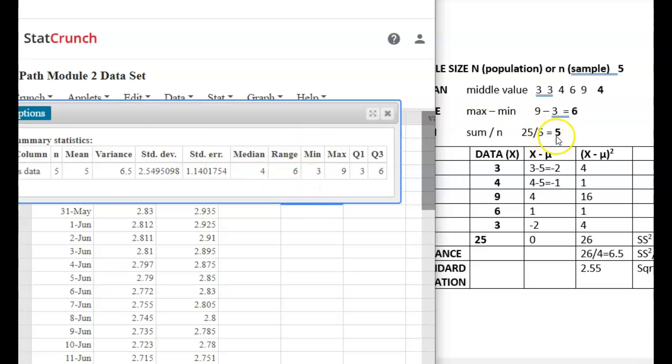And as you can see, we came up with a mean of 5. Variance is 6.5. Standard deviation 2.549, which is the same thing as 2.55. We have a range of 6 that we came up with, and we have a median of 4 that we came up with. So obviously it's much easier to go into StatCrunch or any number of tools that are out there to calculate your statistics. But we are, in this case, doing it manually and verifying our data and our results.